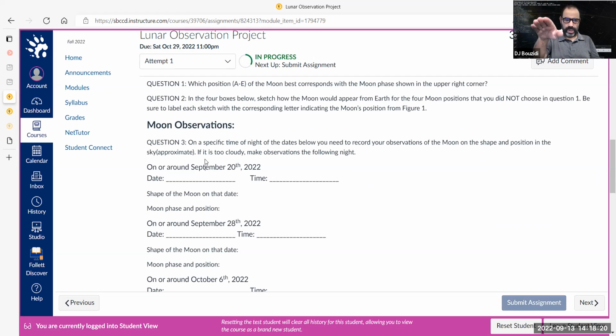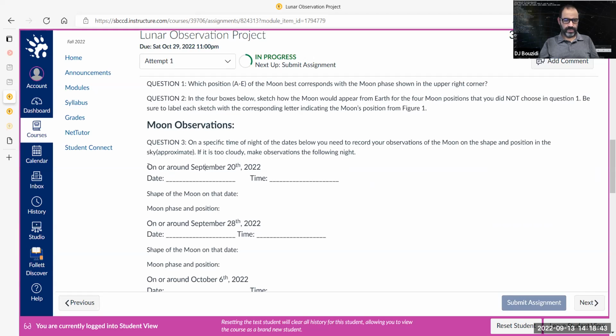Is it next to the horizon or above the horizon, almost to your zenith, or smack in the middle? If you're using angles, is it 0 degrees, or 90 degrees, or 45 degrees, or closer to 30? You don't have to give me degrees. All I want is approximate positions. If it is too cloudy, make observations the following night.